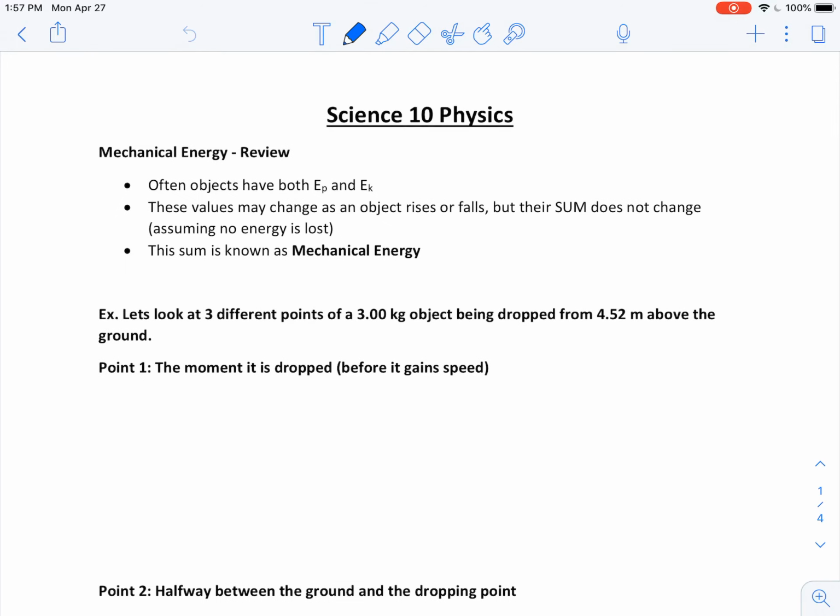Today we're going to talk about mechanical energy for a little bit, and then we're going to talk about pendulums and how mechanical energy and pendulums are related. So let's just quickly review mechanical energy. It's for times that objects have potential energy and kinetic energy, or if they have one or the other.